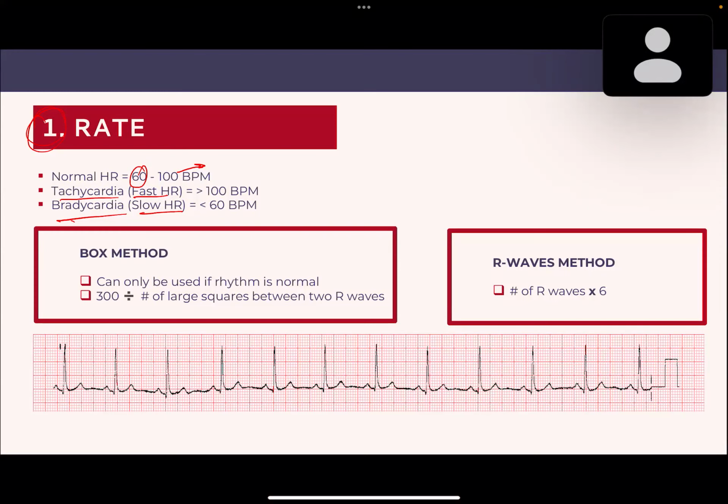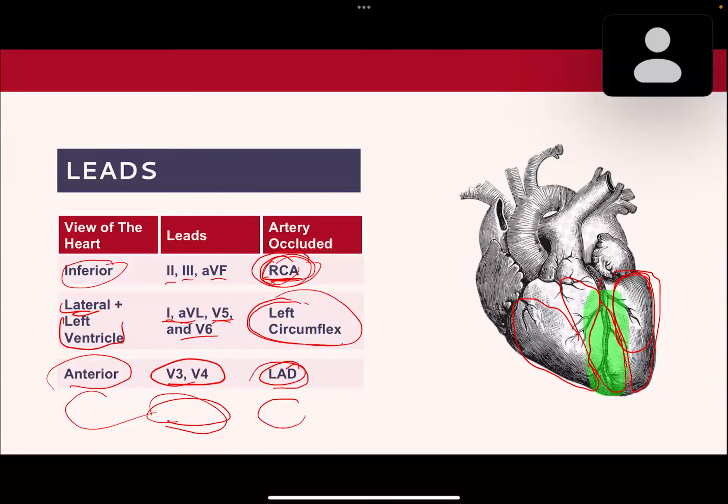So the way that you do that is you take the rhythm strip. If we go back, just a second.